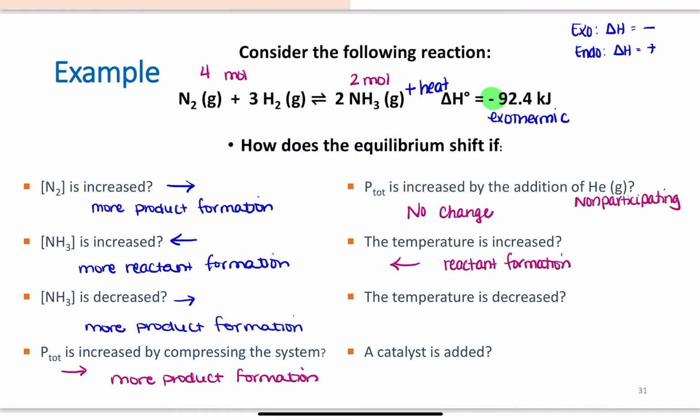What if I decrease the temperature? I've taken away a product. It's going to have product formation. And what if I add a catalyst? No change. So we take advantage of this in lab itself.